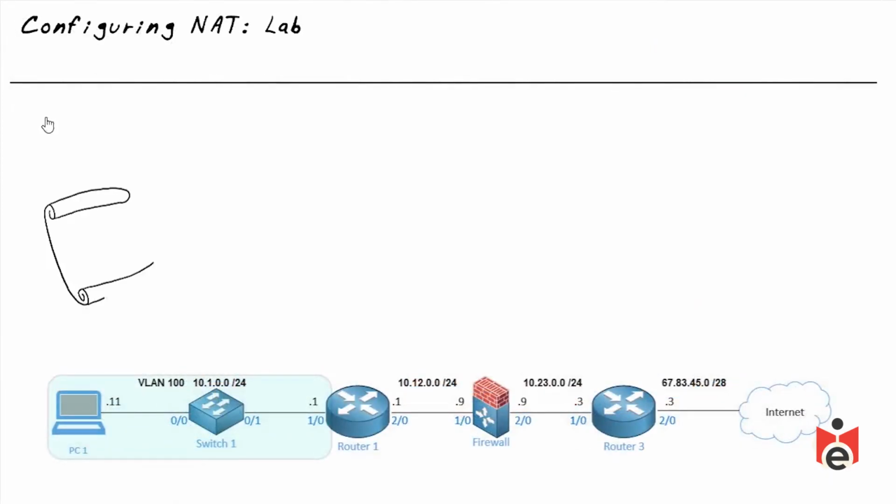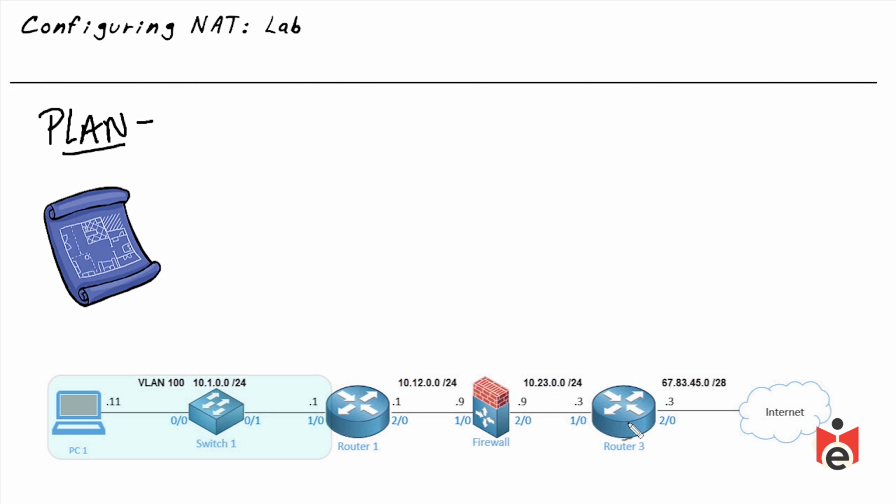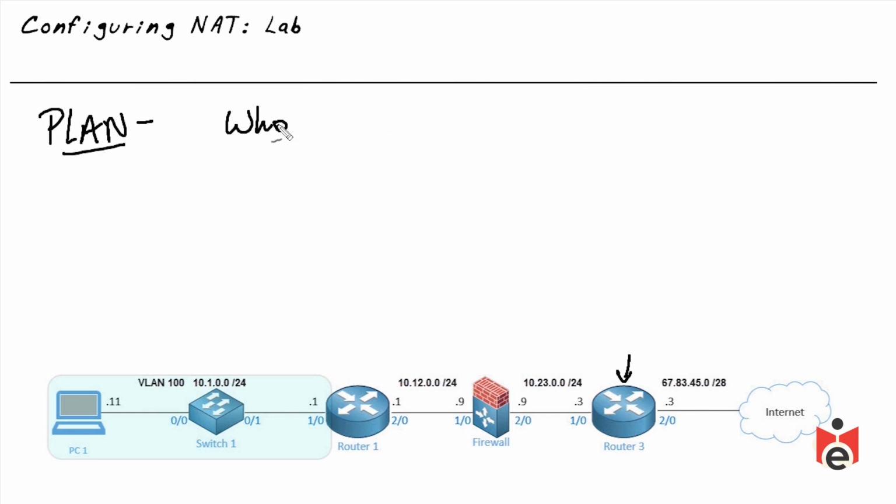So let's start off with a plan regarding how we're going to implement network address translation. And we're going to use R3, and it happens to be a Cisco router that we'll be configuring network address translation on. I guess the first question we could address is who? What do you mean, Keith? Who? Who or which IP addresses do we want to translate?